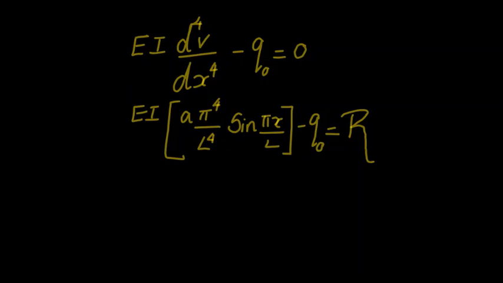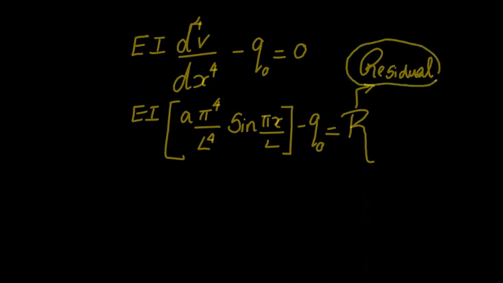You can call this error R, where R here stands for residual. There is a residual error. We will see the physical meaning of this residual error. Definitely we are going to look at it. When we delve deeper into the subject matter, we will understand the physical meaning of this residual error.